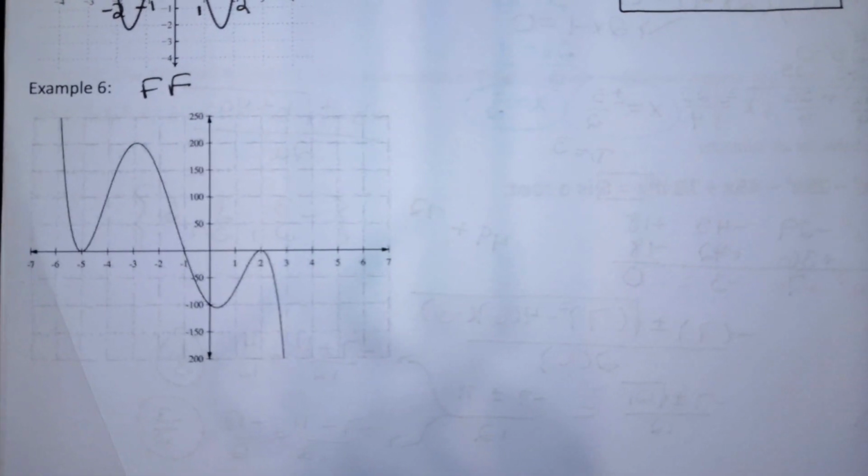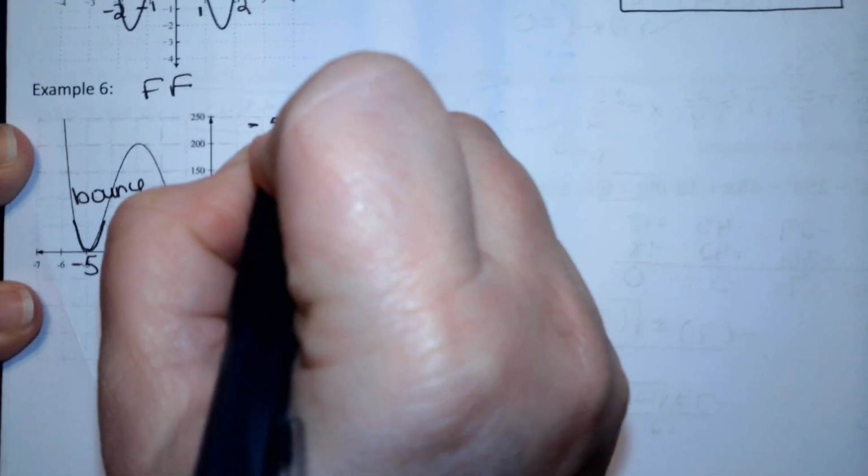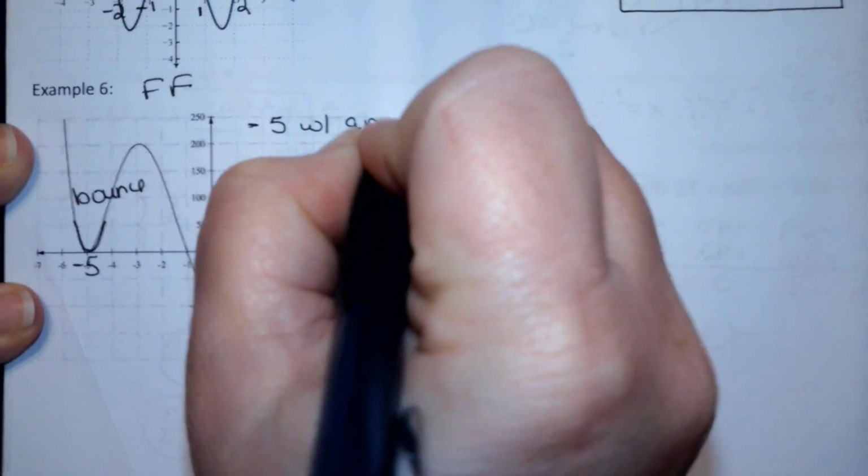Alright, so here in example 6, I just want you to write this in factor form. Okay, so we did 4 and 5 in standard form, but for example 6, we're just going to write it in factor form. We're going to review a little bit about multiplicity. Right here at negative 5, notice we have a bounce. We know a bounce is used at least twice. So here we would say negative 5 with a multiplicity of 2.